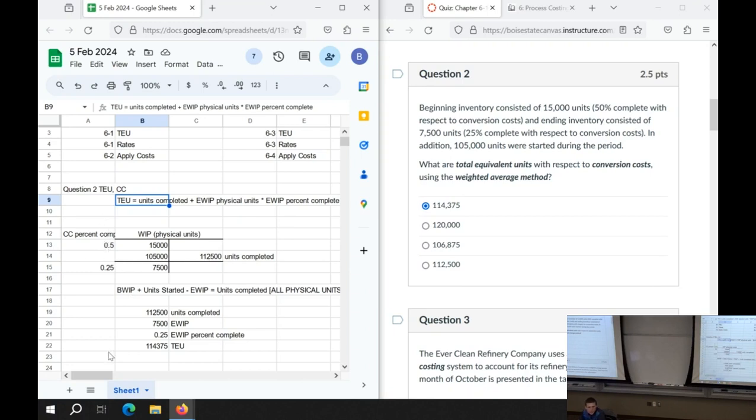Questions on what we did here? Will there ever be a time where we would need that 50% number for the beginning inventory? Yes, FIFO. We'll need it for FIFO. But for everything before the midterm and on the midterm, no. I'd love to talk about the theoretical reason for what we're doing with weighted average, but let's just get into how we do it first, and then we can talk theory later.